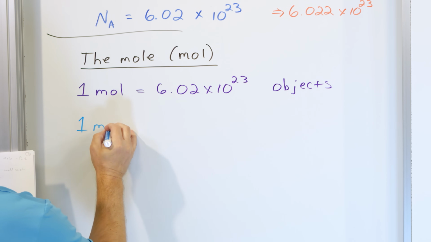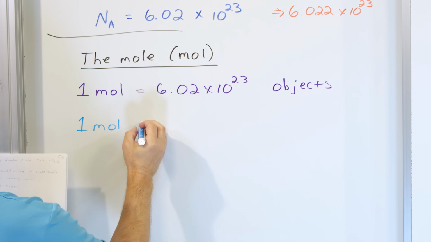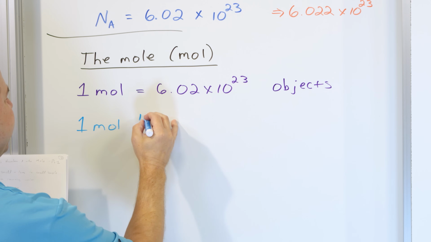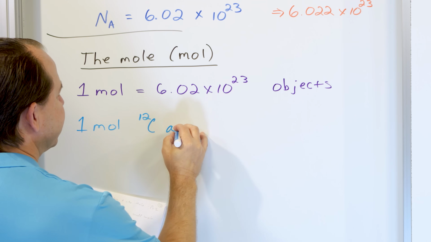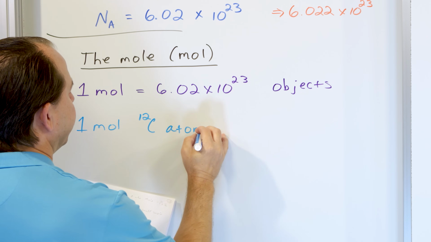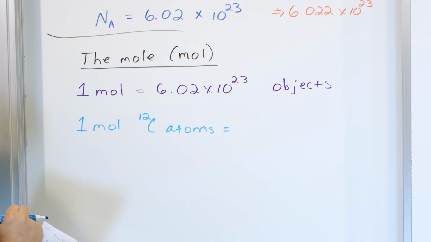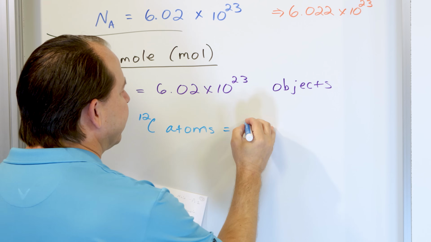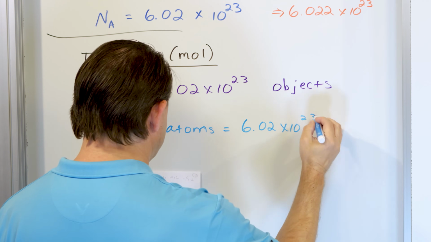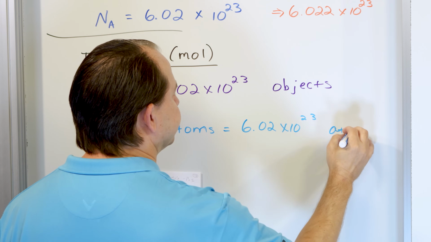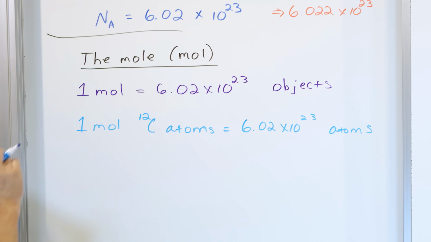1 mole of carbon, but let's just be specific and call it carbon-12 atoms, because carbon is an atom, it's not a molecule, is how many of these atoms? Well, it's a mole of it, so it has to be 6.02 times 10 to the 23rd atoms. Atoms of what? Atoms of carbon-12.